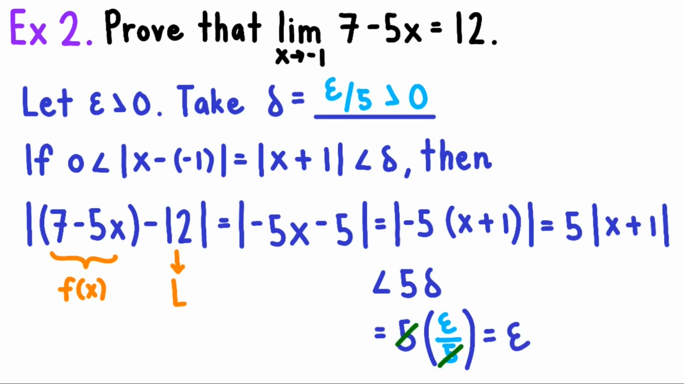And so we have shown that for all epsilon greater than 0, there exists delta, which is equal to epsilon over 5, which is positive, such that if the absolute value of x plus 1 is between 0 and delta, then the absolute value of f of x minus L is less than epsilon. So this ends our proof. We have shown that the limit of 7 minus 5x as x approaches -1 is indeed 12 by its formal definition.